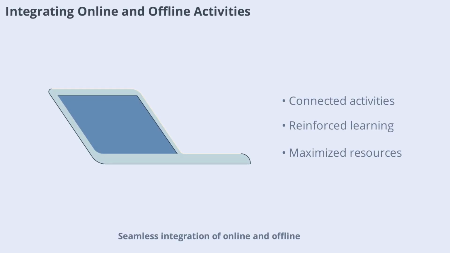Seamless integration of online and offline activities is key to effective blended learning. Plan lessons that connect digital content with in-person experiences. For example, use online research to prepare for classroom discussions or follow up on hands-on projects with online reflections. This integration helps reinforce learning and makes the most of both instructional modes.